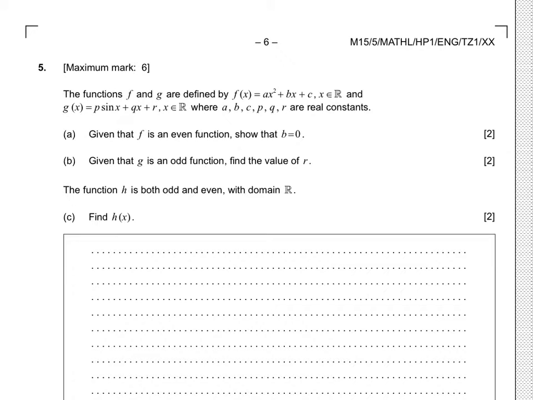Okay, this is May 2015, paper 1, time zone 1, question number 5 about even and odd functions. Part A. Given that f is an even function. If a function is even, that means that if you substitute a negative number into it, you get the same answer as if you substitute a positive number into it. So let's do that for f of x.